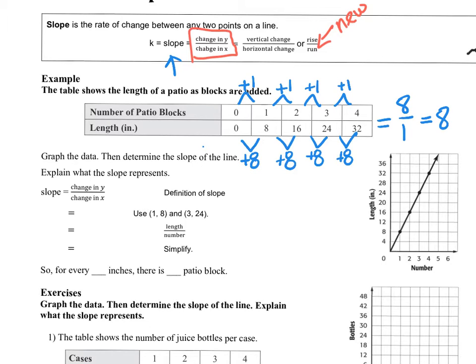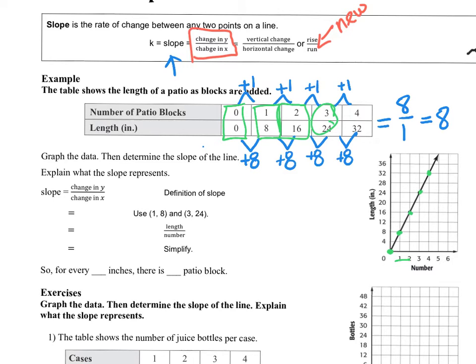We're going to look over here. They plotted all of these points in the graph, okay? And then they plotted every point: (1, 8), (2, 16), (3, 24), and (4, 32). They plotted all those. So we found the slope this way, okay? That's the way we know if we're given a table.